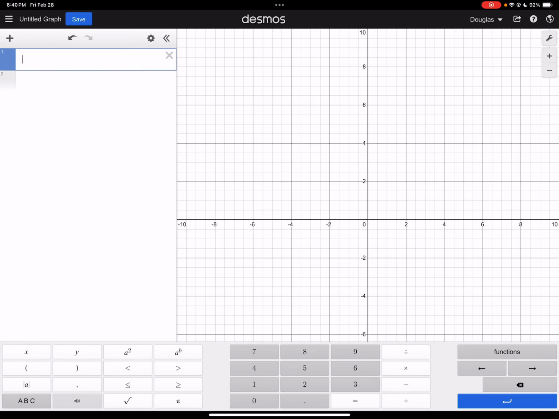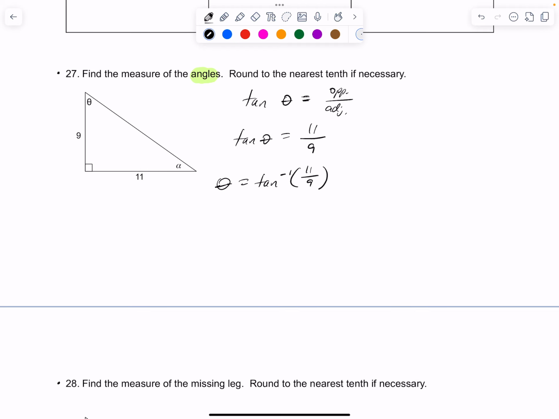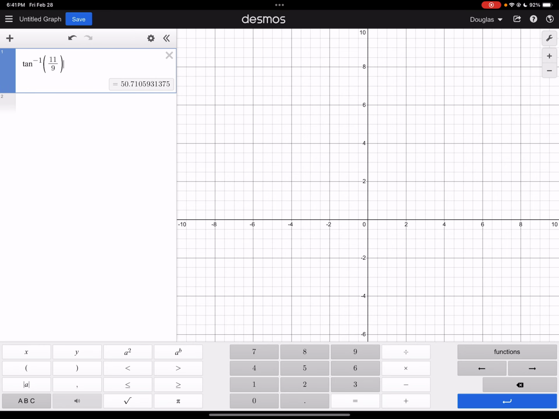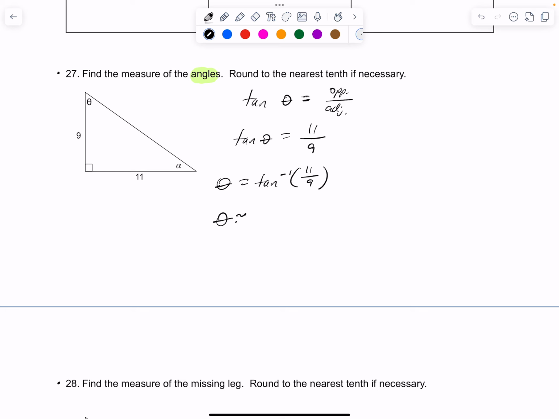Tangent to the negative first power of 11/9, which is going to be approximately 50.71 degrees. Let's see what it says. To the nearest tenth. Change it up on me. Nearest tenth will be 50.7 degrees. So theta is approximately 50.7 degrees.